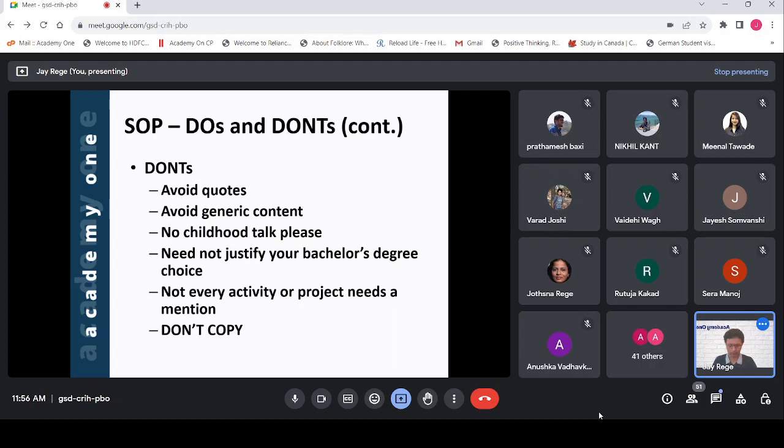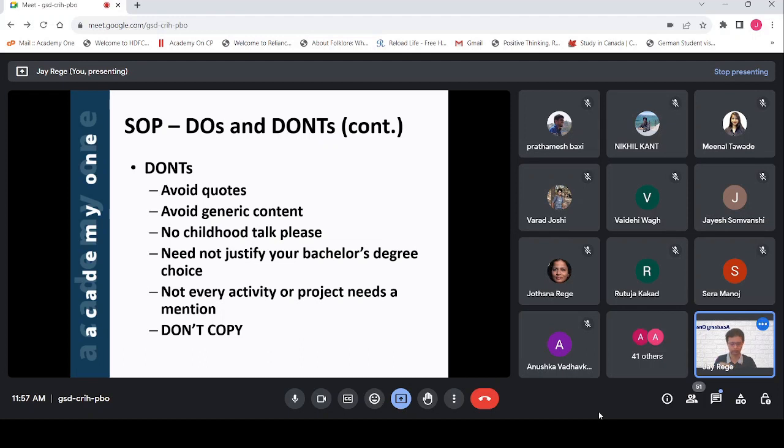But these are things that you should avoid while writing an SOP. You don't write about quotes. Generally many students start off with a quote. Some student started off with a quote sometime in the past and put it up on the internet, and now every student is copying the SOP with quotes. So avoid all those things.